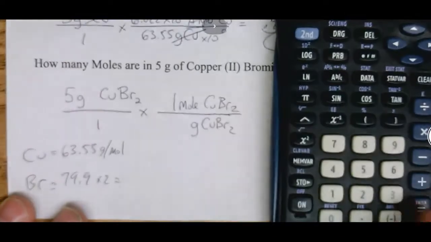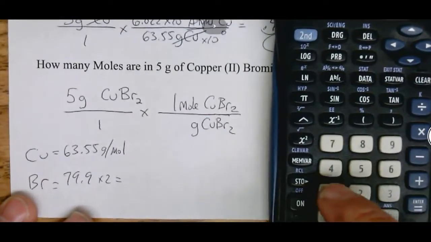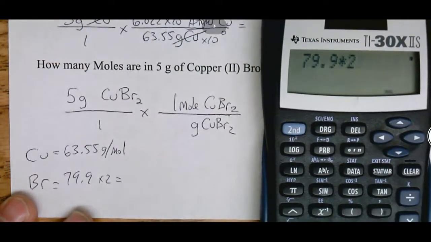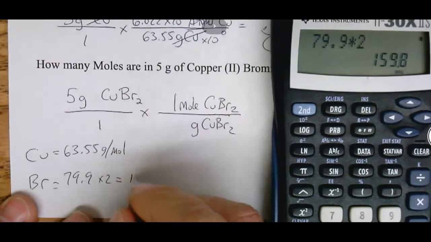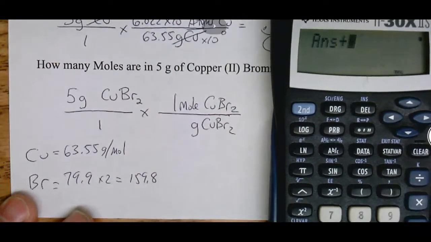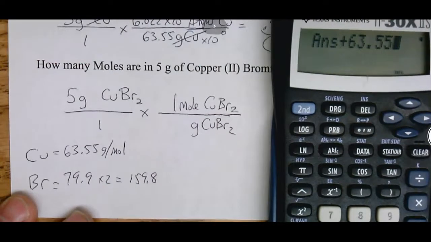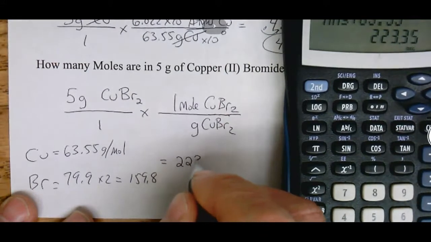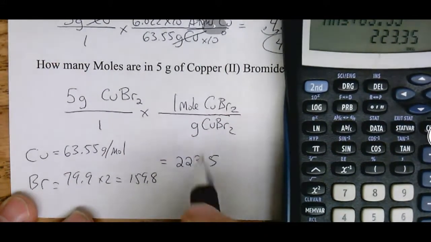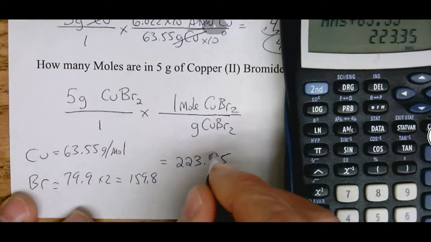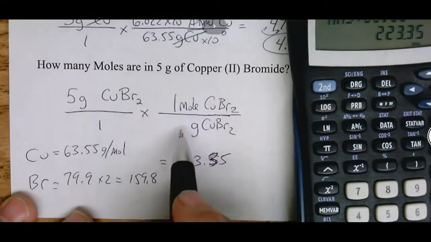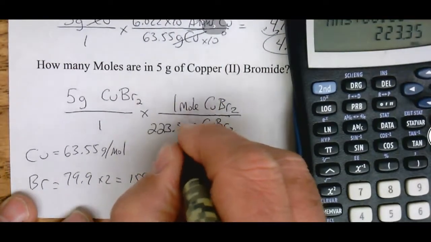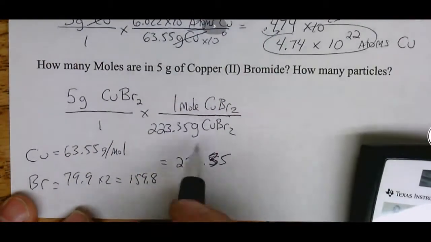Let's get our calculator out. 79.9, yep, times 2. That gives us 159.8. And we just add that to the 63.55. 223.35. 35, sorry. So then we know what goes in here. 223.35 grams of this equals 1 mole.